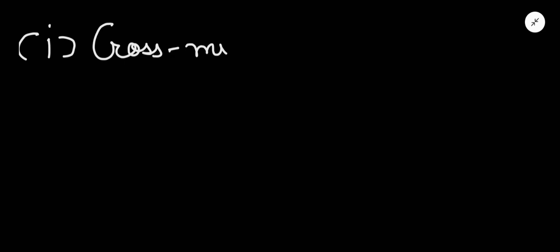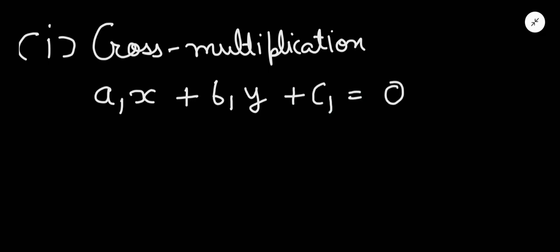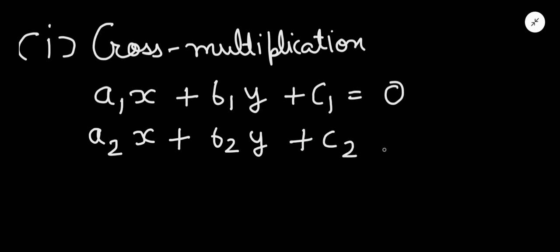In this video, we will talk about how to solve linear equations by the cross multiplication method. So we will take two equations: a1x plus b1y plus c1 is equal to 0, and the second equation is a2x plus b2y plus c2 is equal to 0.